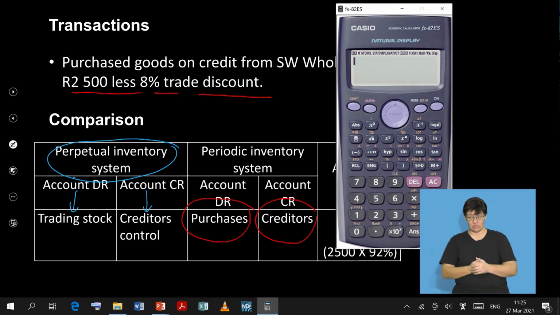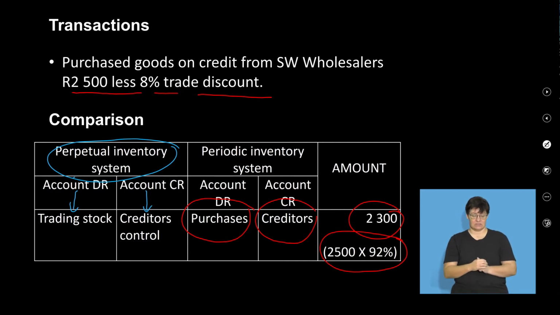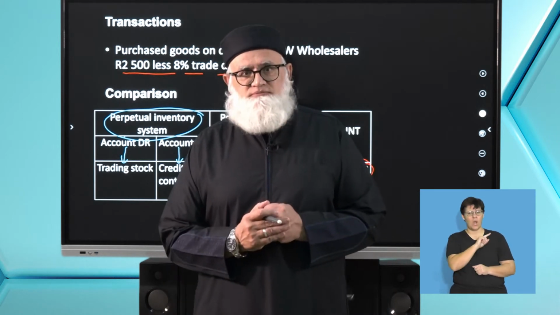So here we go. All that we do is we say 2,500 times the 8% will give me a figure of 200 Rand. Take your 2,500 minus the 200 will give you a figure of 2,300. There we go. And that's the calculation, the explanation, 2,500 times 92%. Now, the question arises, why are we not recording the discount?